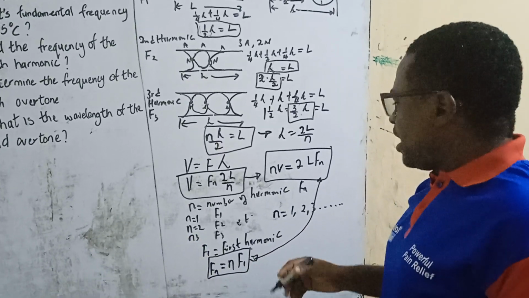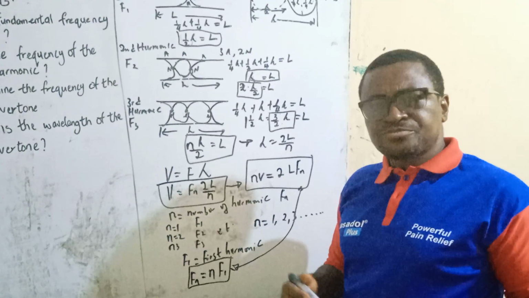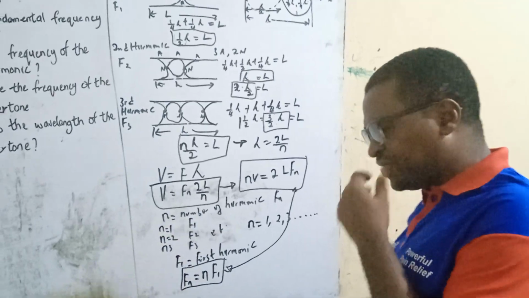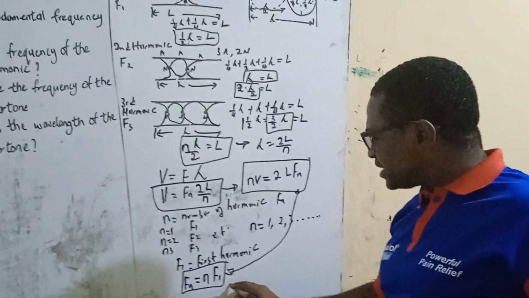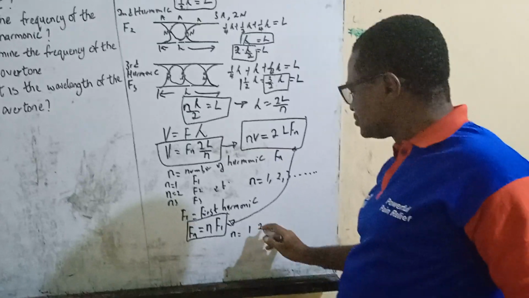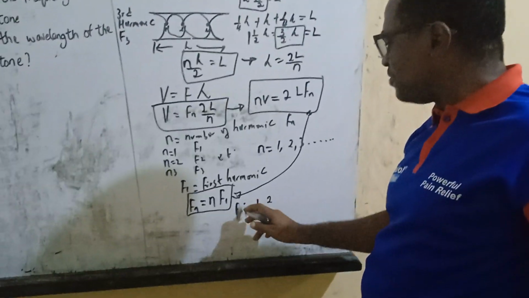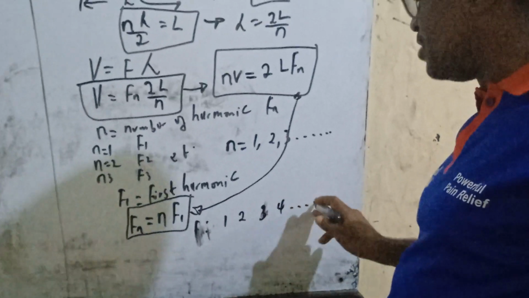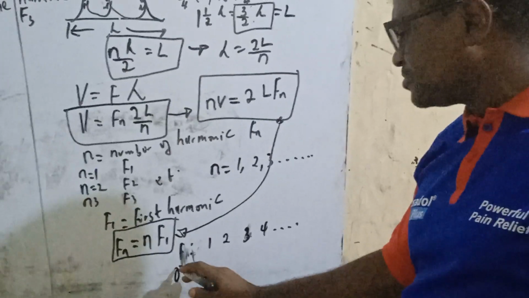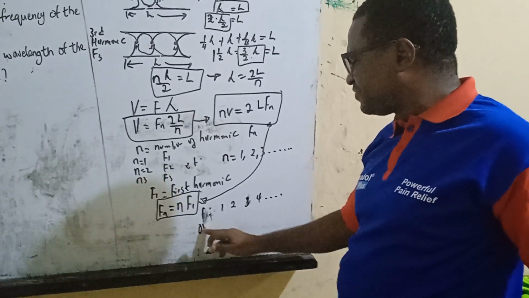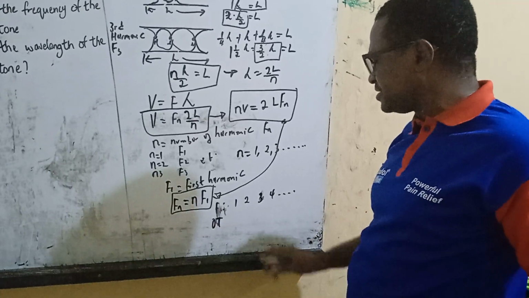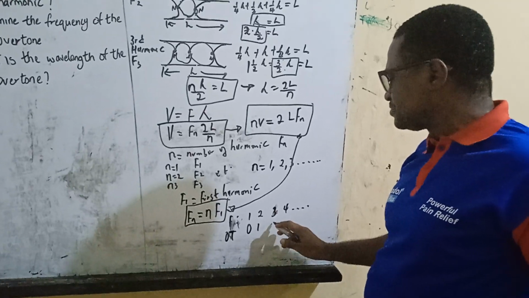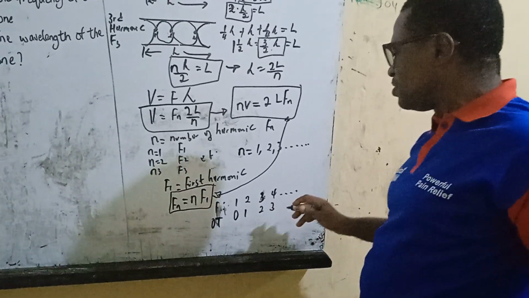Now, I also want to distinguish between harmonics and overtone of a sound wave. When we have harmonic n to be 1, 2, 3, 4, and so on and so forth, the overtone takes this format. Here we don't have overtone, so I put 0. So overtone starts from here, 1, 2, 3, and so on and so forth.